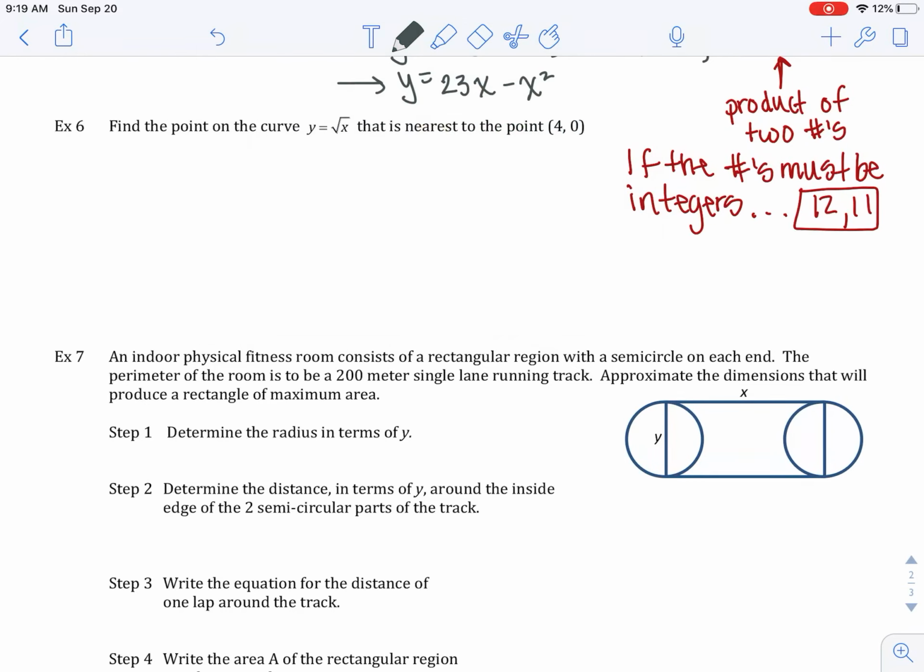Hi guys, alright, so we are doing now day 3. We ended on question 5 from day 2, so we're going to pick up on question 6, and it says to find the point on the curve y equals square root of x that is nearest to the point (4, 0), okay? So let's just do a nice little sketch here.